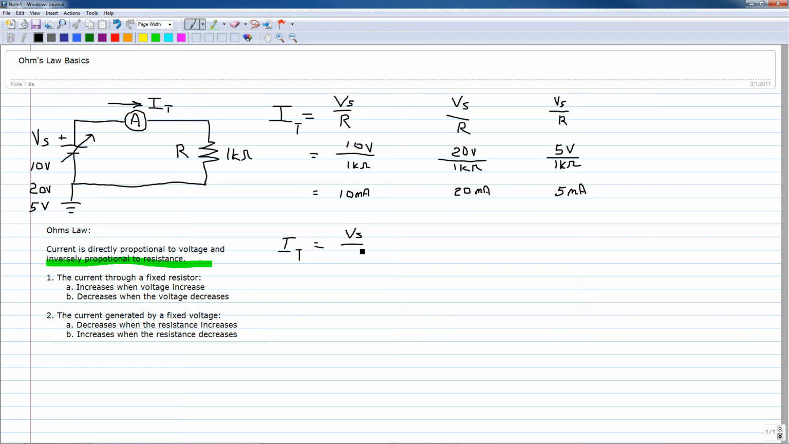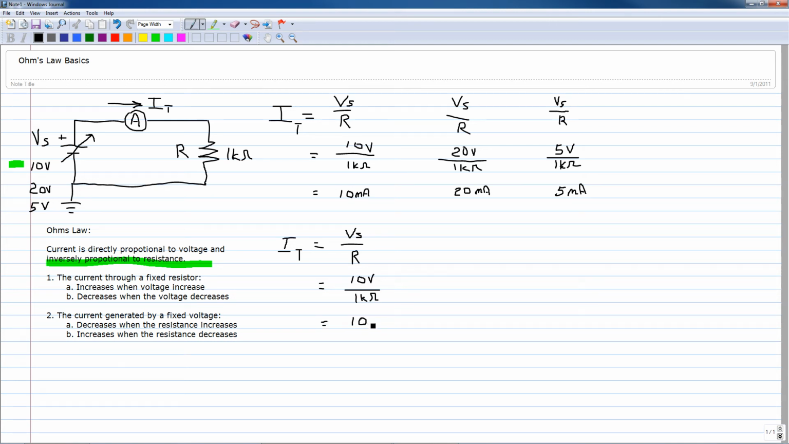Now, let's go back to our original circuit where we had 10 volts and a 1K ohm resistor. Substituting in, we're going to get the same thing as before, but let's plug it in so we can see it. The source voltage is 10 volts and the resistance is 1K ohms. And as before, that gave us 10 milliamps of current in the circuit.